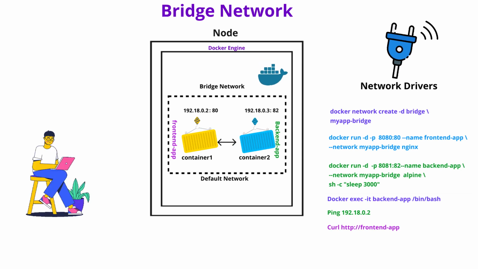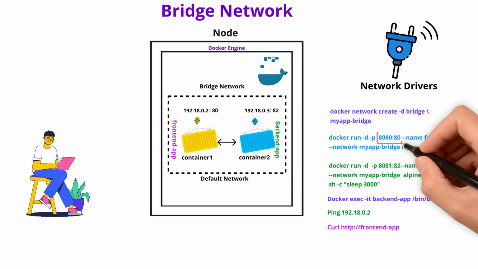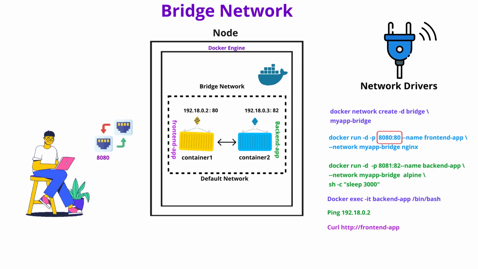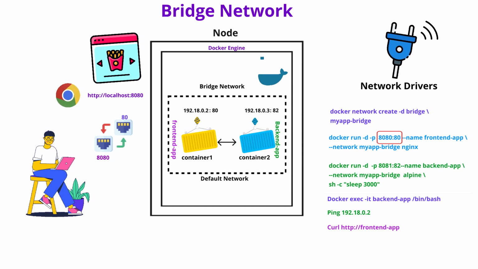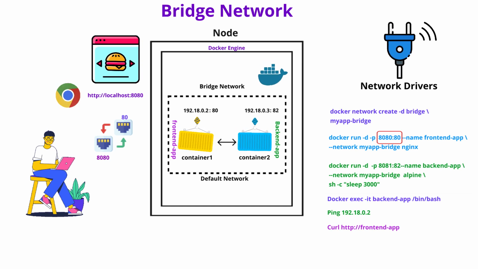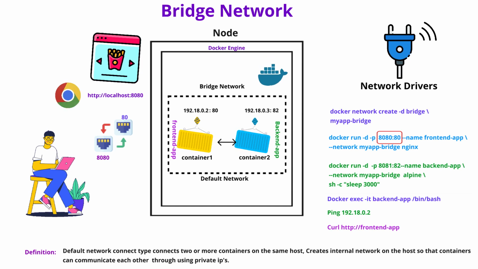But how can the developer access the application that is running inside the bridge network? That's where publish port or port mapping comes into the picture. If you observe, port 8080, which is the node port, is mapped to container port 80. He can access the application in the browser by typing localhost:8080. Like this, he can access the front-end application on the local host machine.